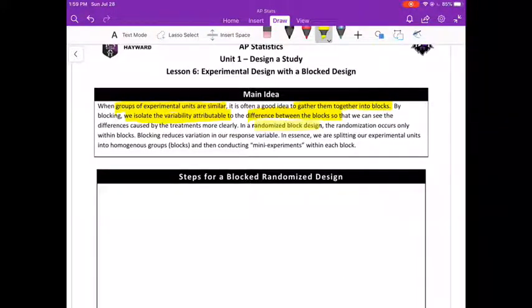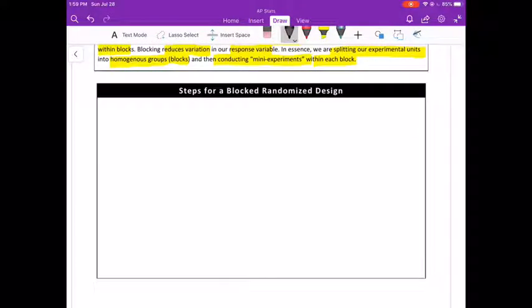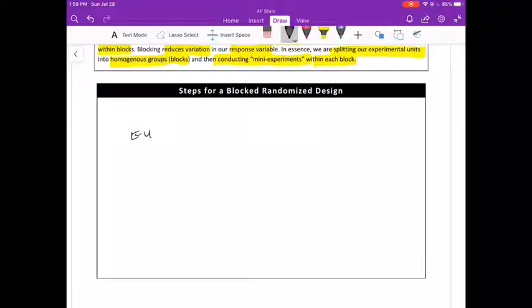In a randomized block design, the randomization occurs only within the block. Blocking reduces variability in our response variable. In essence, we are splitting our experimental units into homogeneous group blocks and then conducting mini experiments within each block. So homogeneous groups means that within the group there's something similar about them. So the steps for a randomized block design: you start with your experimental units.